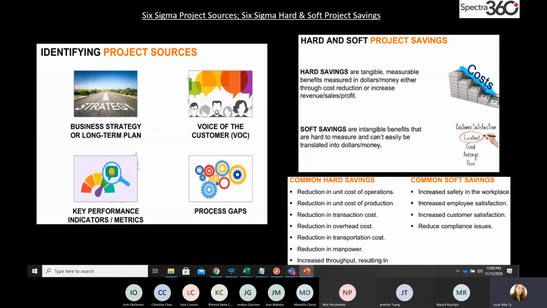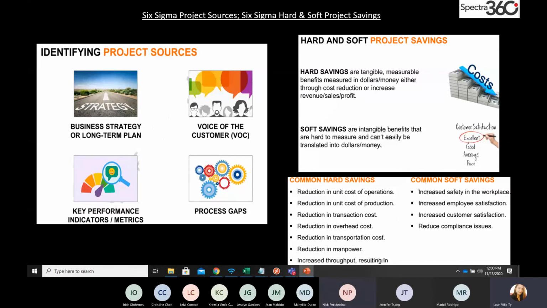So hard and soft project savings. What is hard and soft project savings? The reason why I'm highlighting hard and soft project savings is because at the end of your project, you will need to evaluate whether there's a benefit to the project and what those are. So you need to identify them. At the end of your project, what did the organization benefit from it? Is it a hard savings or is it a soft savings? Hard savings are anything tangible or measurable in dollars, anything that can be measured by money. Soft savings, in the meantime, are intangible benefits, something which cannot be measured.